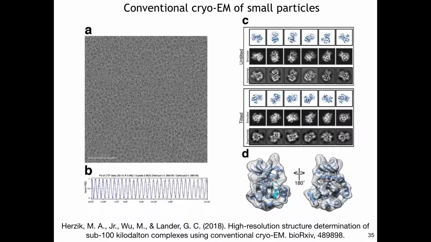And more recently, this paper came out, a preprint on bioRxiv, from Gabe Lander's group. They showed that using conventional cryo-EM and a 200 kilovolt microscope, you can actually image proteins that are quite small. This is a kinase, PKA, I believe. This is a PKA molecule, packed into these holes.